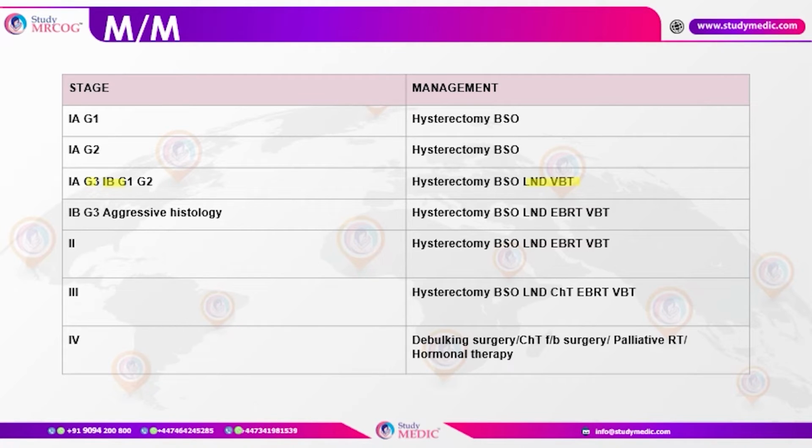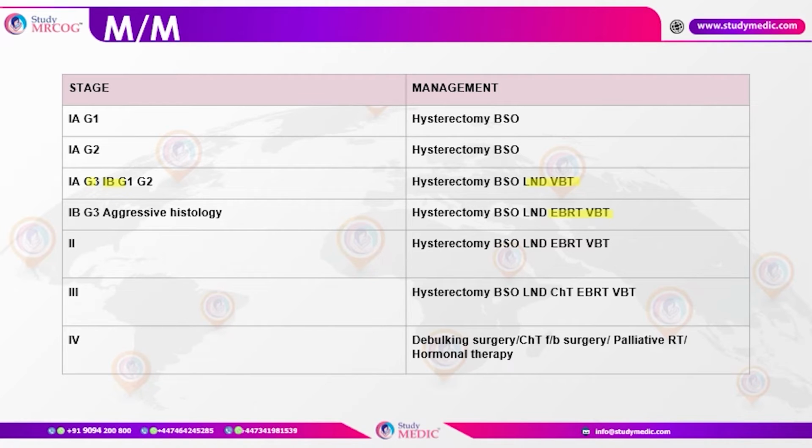If it is an aggressive histology or stage 1A grade 3, that is both the stage is more and the grade is more, then you have to give both EBRT and vaginal brachytherapy. However, remember that you can omit lymph node dissection only in 1A grade 1 and grade 2; for the rest, you have to do a lymphadenectomy.